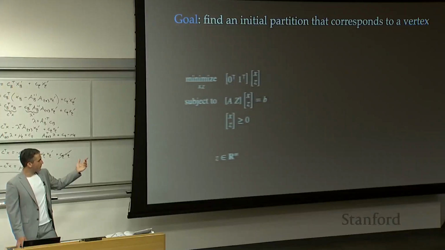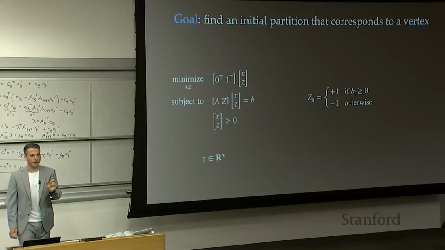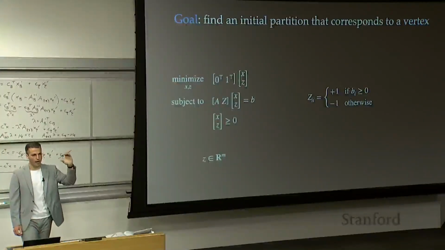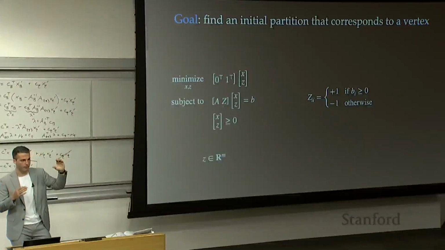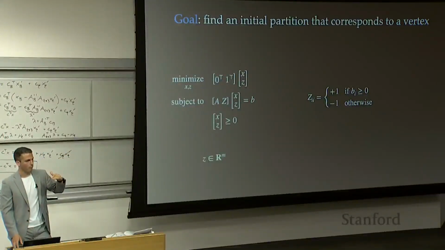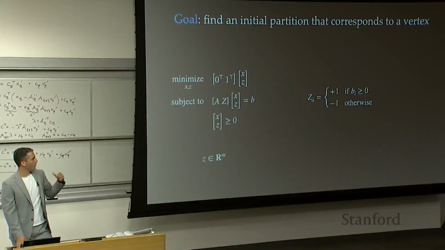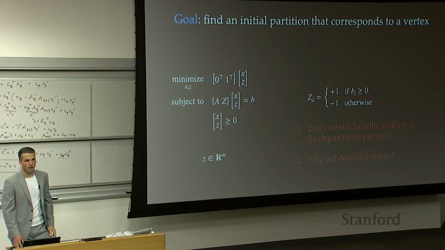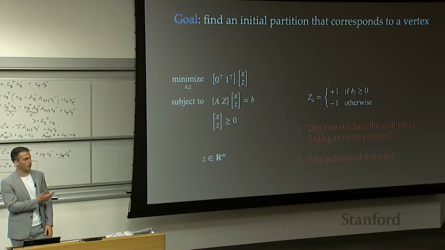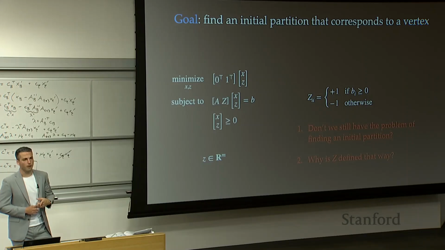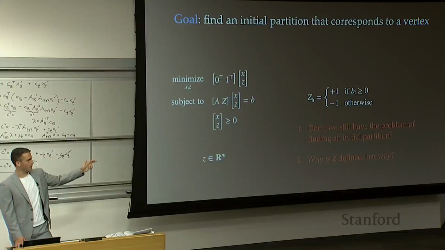Okay, so what is this Z matrix? This Z matrix is just a diagonal matrix where it's a positive 1 on the diagonal if the b_i term is greater than or equal to 0, and negative 1 otherwise. When you see this, you might think, I don't really understand how this is helping us at all. You might have these two questions. One is, don't we still have the problem of finding that initial partition? How do we know a partition for this problem? I think that's a valid question. The next one is, why are we defining Z in this way? Why not just make it an identity matrix? We're going to answer both of these questions here.